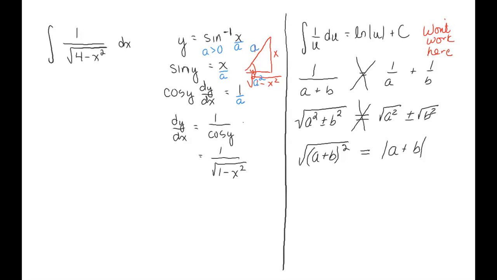And dy dx is 1 over a times cosine y. 1 over a. And cosine y is the square root of a squared minus x squared.